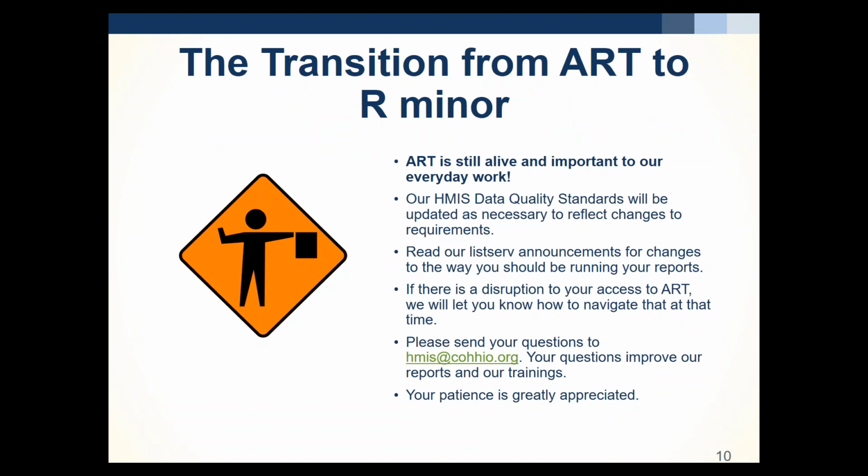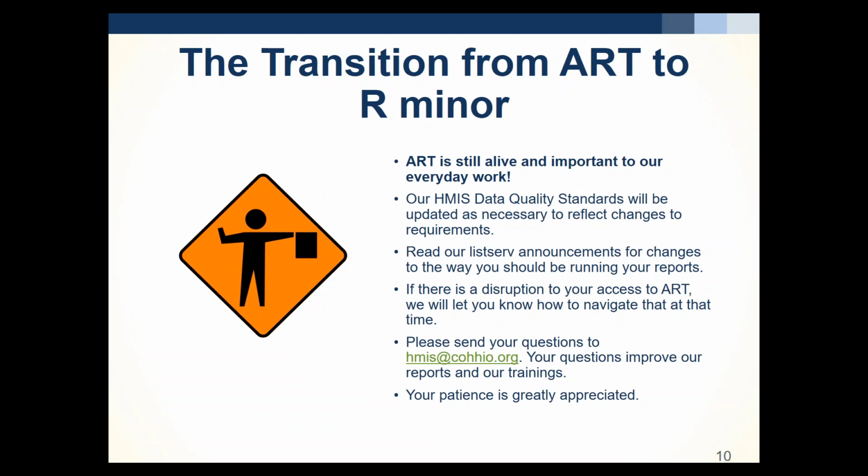Okay, so I just want to make everything clear though that this transition from art to RMiner will be slowish. And art is still alive and important to our everyday work. You're still to use the data quality reports that are in art. You're still to use the prioritization that's in art. Most of the QPR is still in art. So I don't want to give the impression that this is the new thing, art is dead, because that's not the case.